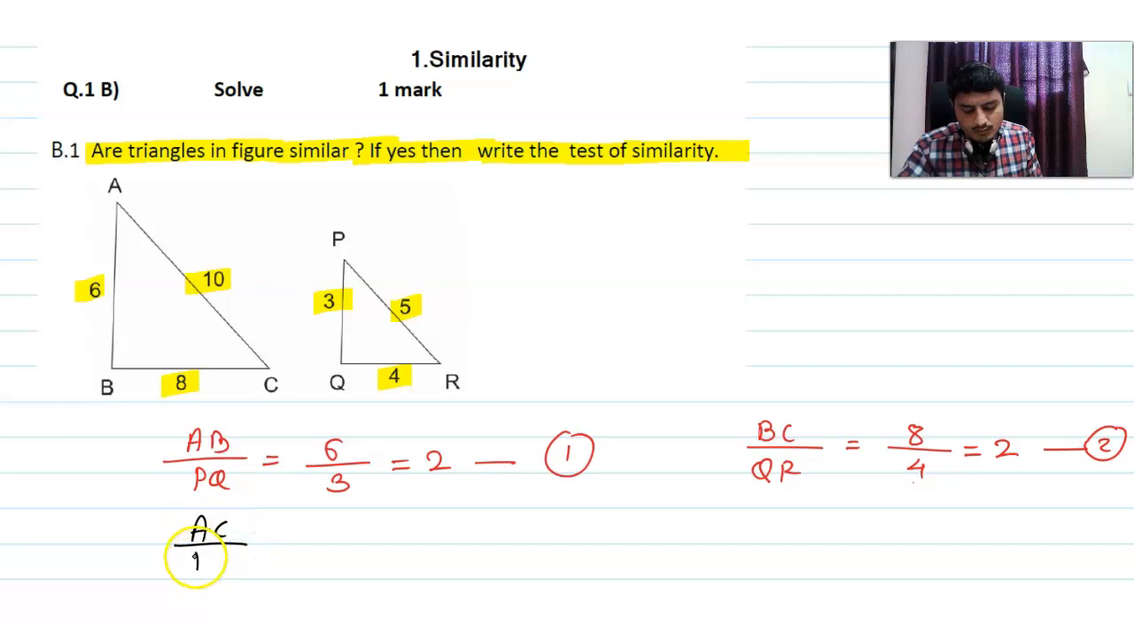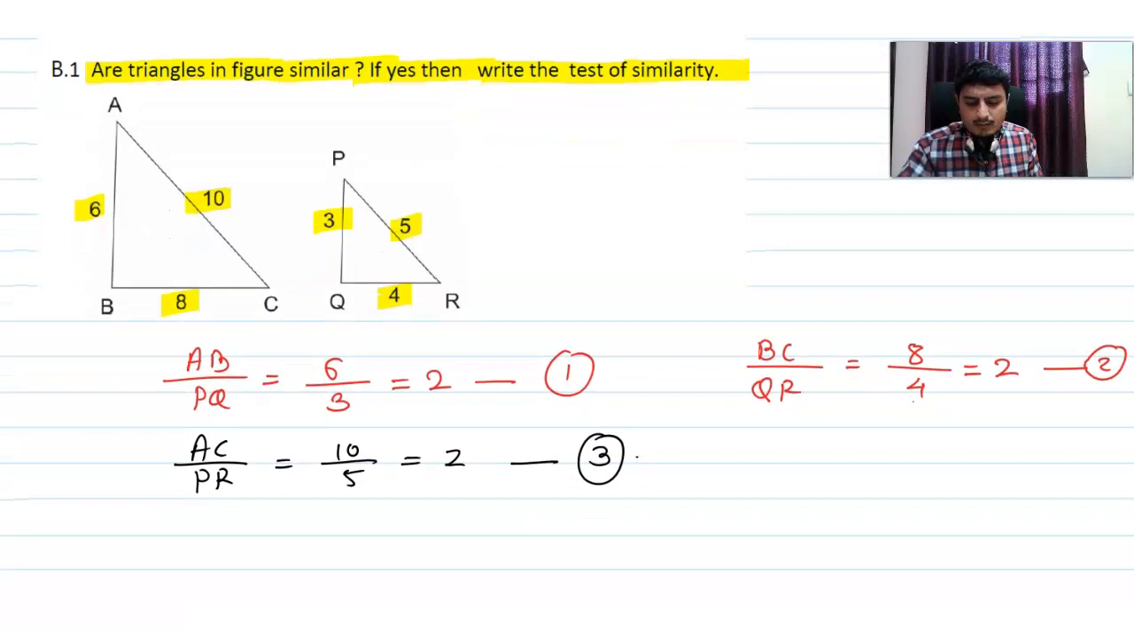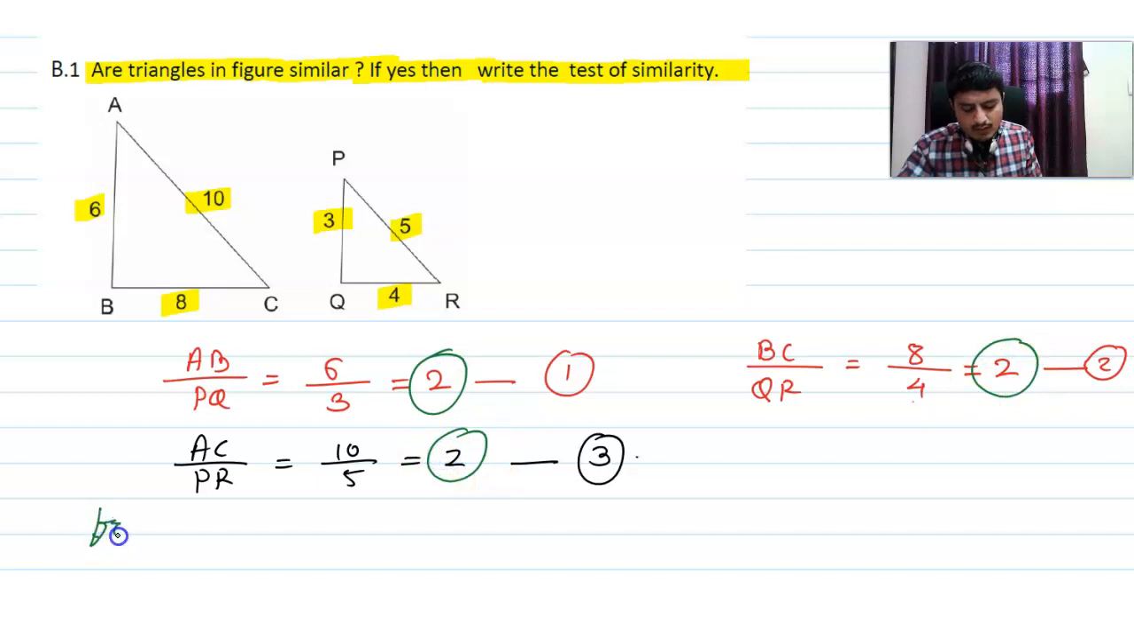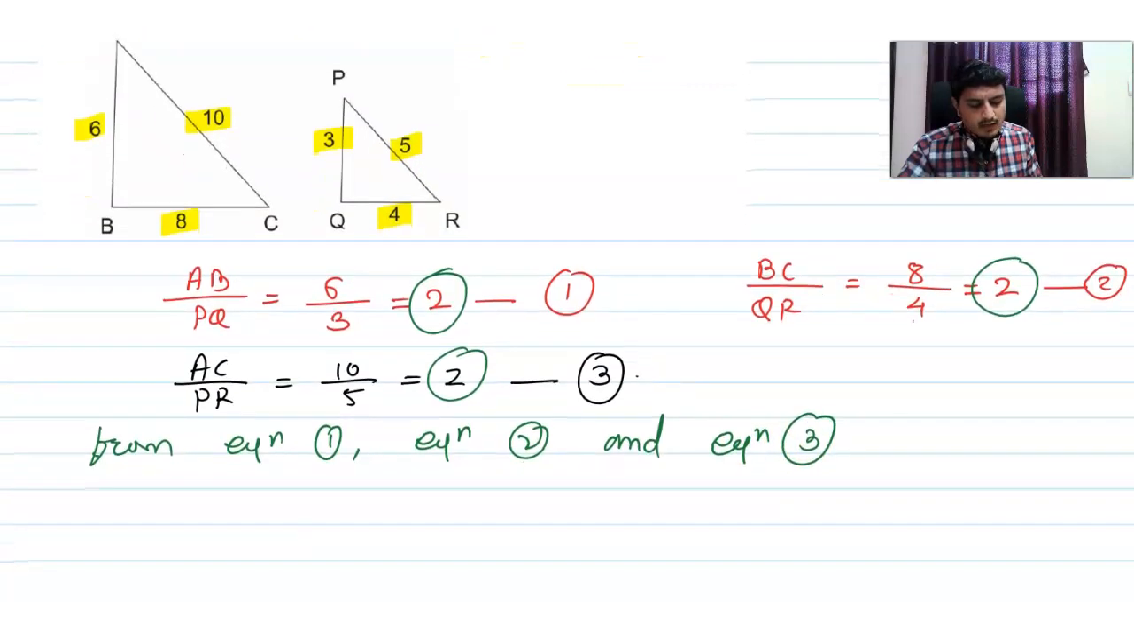AC corresponds to PR, so AC divided by PR is equal to 10 divided by 5. 5 2s are 10. Call it equation number 3. Now be careful about equations 1, 2 and 3. All three equations have the same RHS, 2, 2 and 2 respectively, so that we can equate their LHS.